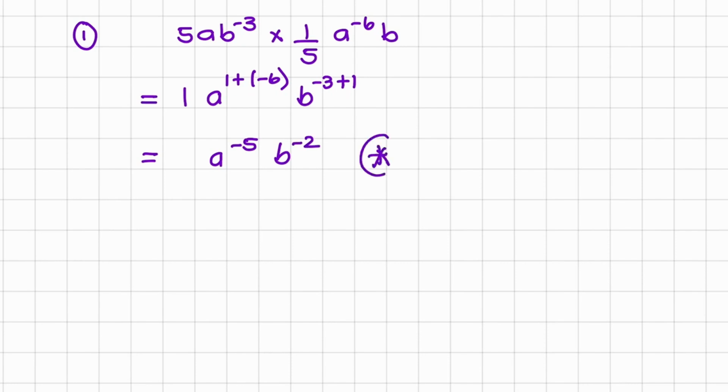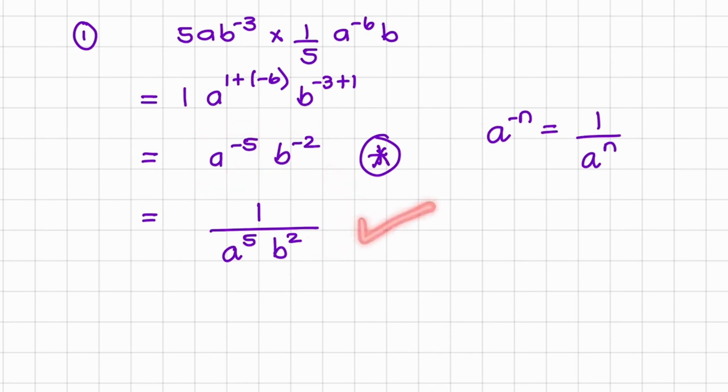Now in algebra, our practice is to leave our answers in positive exponents. And what we have learned before, if I have anything to a negative value, I can rewrite it as 1 over a to the power of n. So I can rewrite our answer as 1 over a to the power of 5b squared. So I move both the a and the b with its exponents below 1. And now my answer is complete because my answer is in positive exponents.